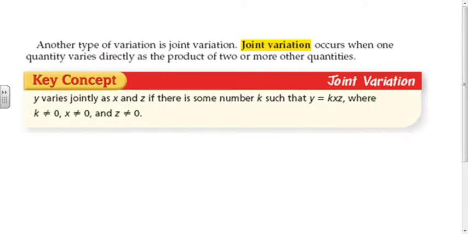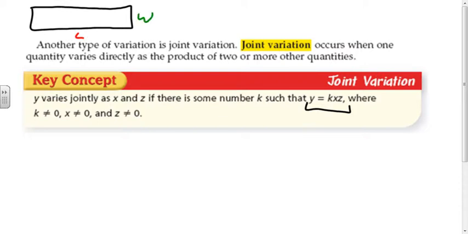So that's direct variation. Another type is joint variation. And joint variation occurs when we have three variables. We would say then that y equals that constant, k, times x times z. So one way to look at this would be like area. So if we have a rectangle, length, width, and area, we would say A for area equals our constant, which in this case is just going to be 1.